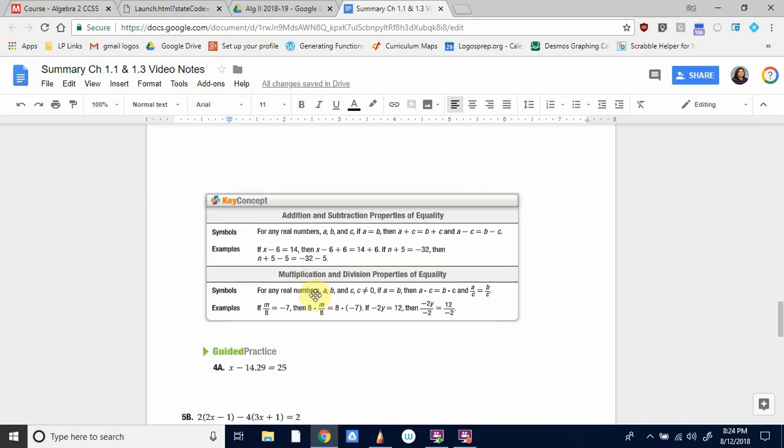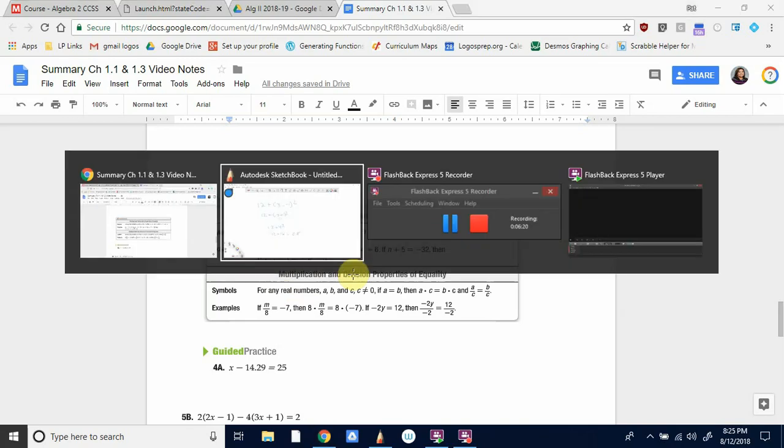The other thing that you need to be aware of is these two properties are so important, and this is what you use to solve an equation. We already said an equation has an equal sign between two expressions. So the addition/subtraction property says if you add something to the left side of the equation or subtract it, you must do the same thing to the right.